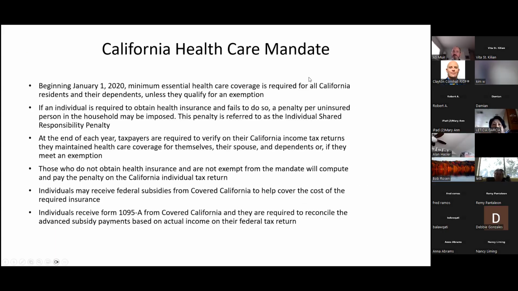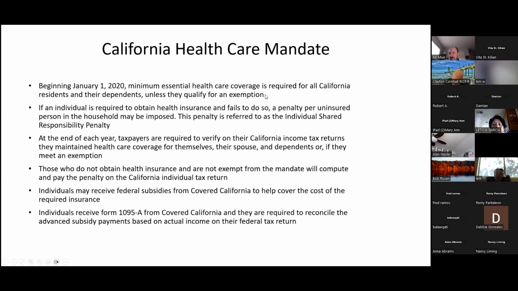Okay, let's talk about that California healthcare mandate. This is a law that I think passed back in 2019. It was effective January 1st, i.e. tax year 2020. This deals with that affordable healthcare, the minimum essential healthcare coverage. California said everybody's got to have it unless they qualify for an exemption.